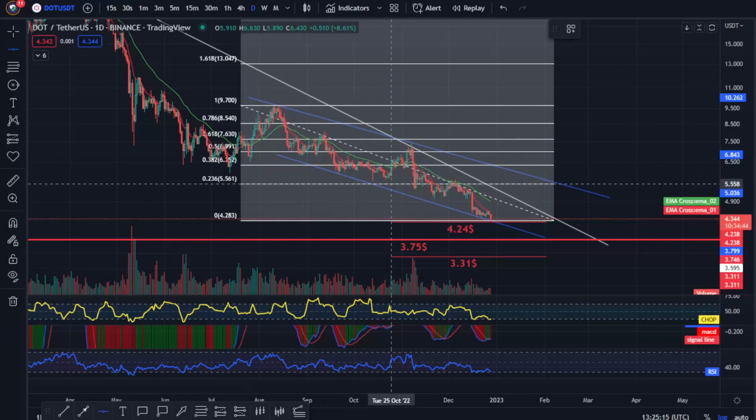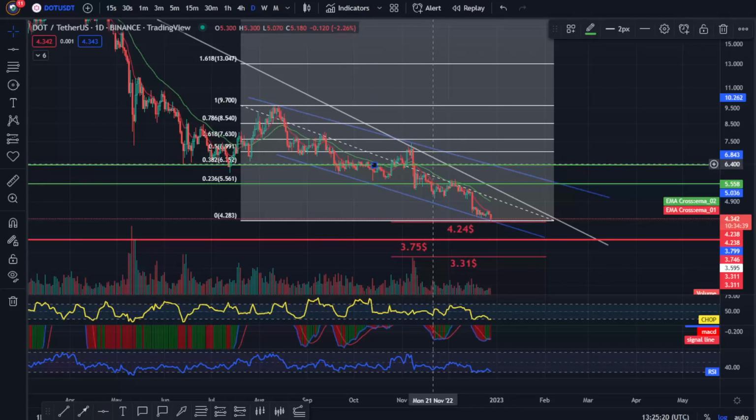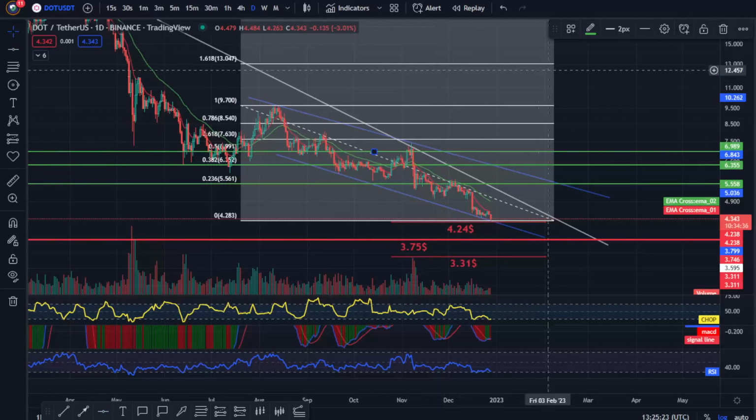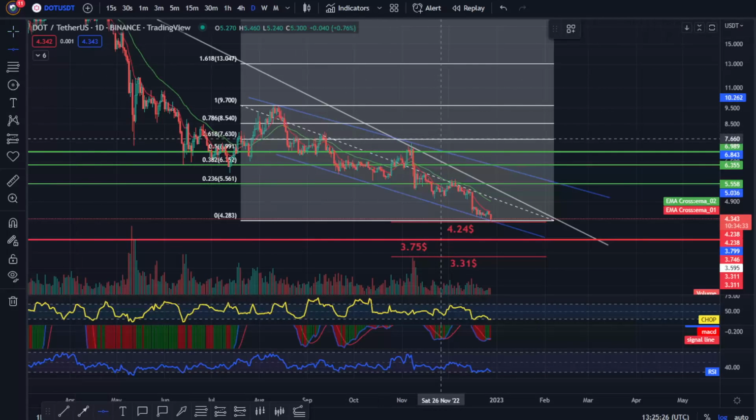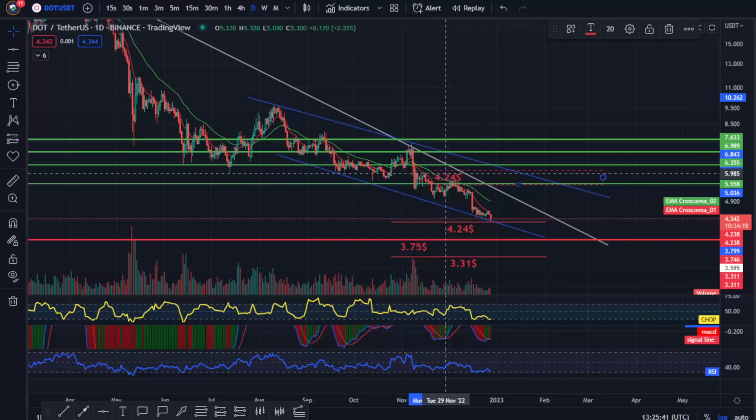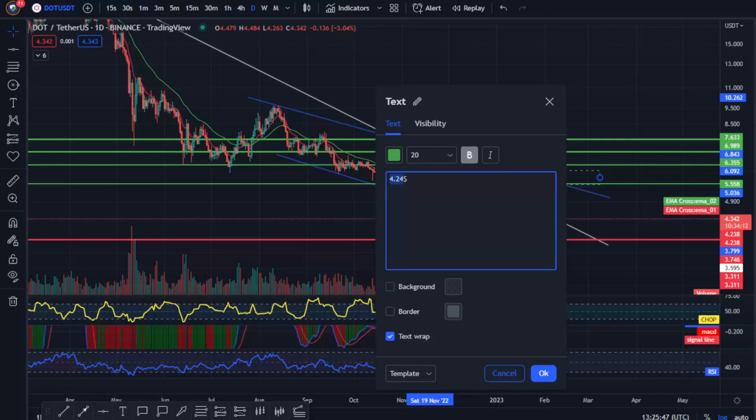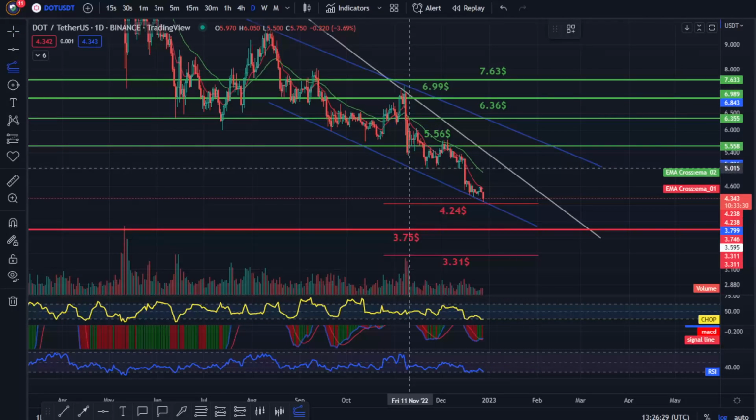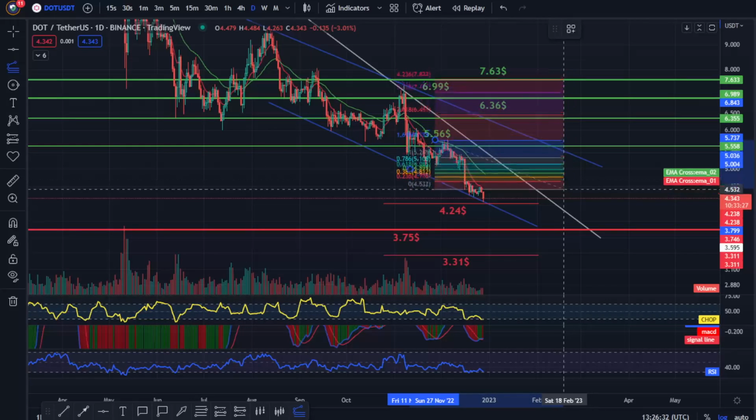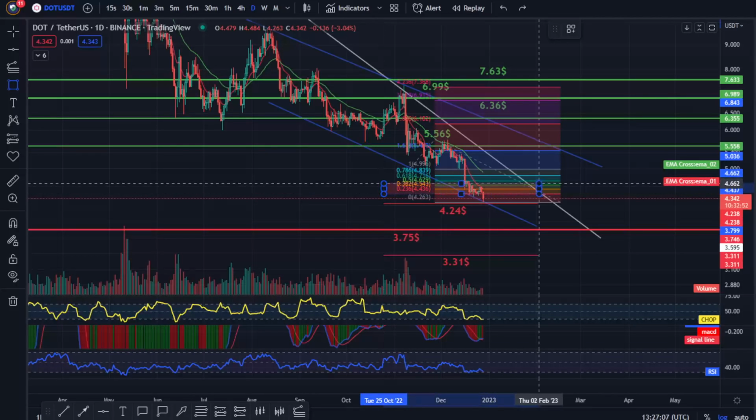As for the places of resistance, we see that the first resistance is at $5.56 when the price goes up, the next resistance is at $6.36, then at $6.99 and $7.63. In addition, we can mark the zone from $4.44 to $4.72, which the price must break first.